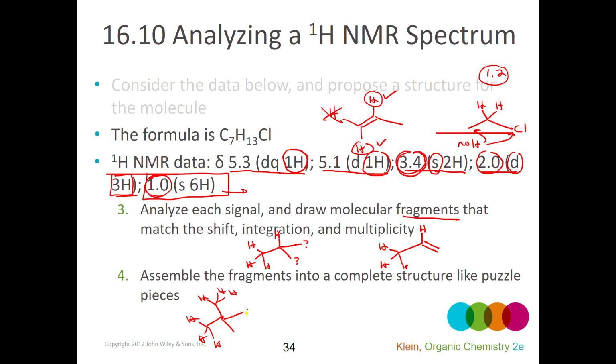If there were a hydrogen here, you'd be splitting those into a doublet, but I don't see a doublet, I see a singlet. So there can't be any hydrogens there. So I've got 2 methyl groups attached to the same carbon, producing 6 equivalent hydrogens. And so now I've got to piece these puzzle pieces together.